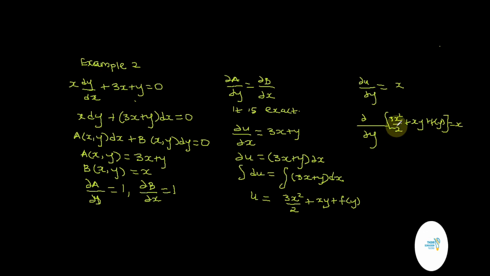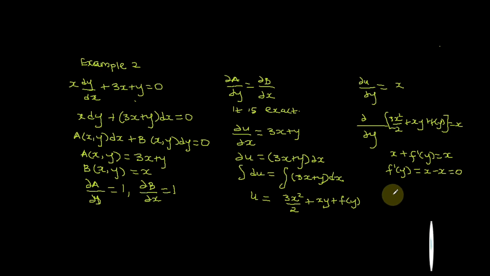Now when we differentiate with respect to y, the first term, 3x squared, since there is no y, becomes 0. Then the second expression, xy, we differentiate with respect to y, we'll be left with x, plus f prime of y equal to x. Collecting like terms, f prime of y will be equal to x minus x, which is equal to 0. Then we take the integral of both sides, and we have f of y equal to a constant. Let's say our constant is beta.